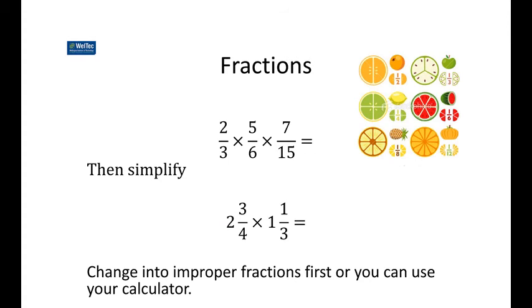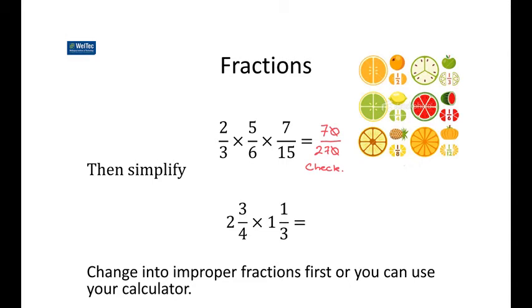If we have three fractions, it's not a problem. We just continue 2 times 5 times 7, so that's 10 times 7, so that's 70. Over 3 sixes times 15, I think that's 270 without my calculator. And I think we can do that, but you need to check that.